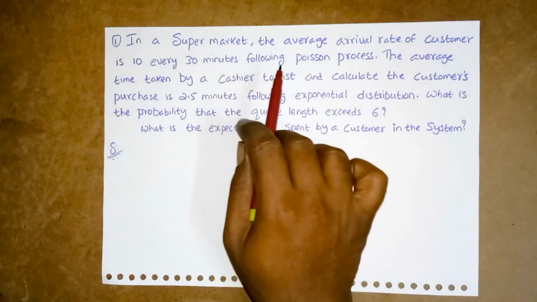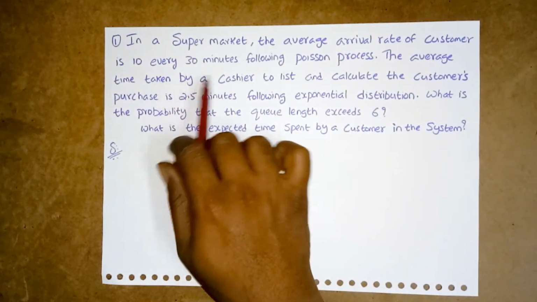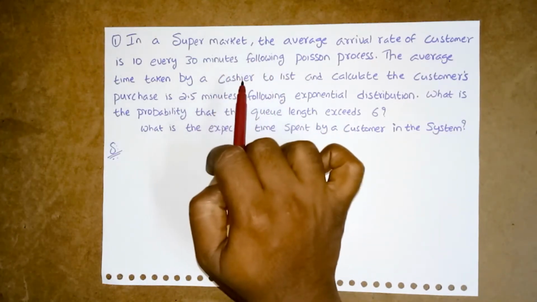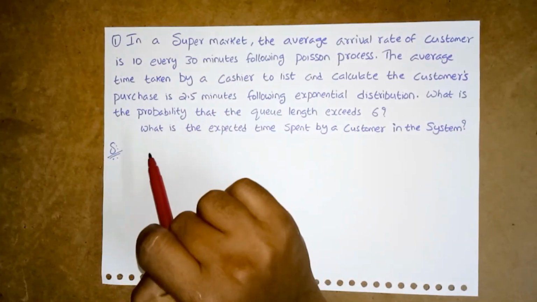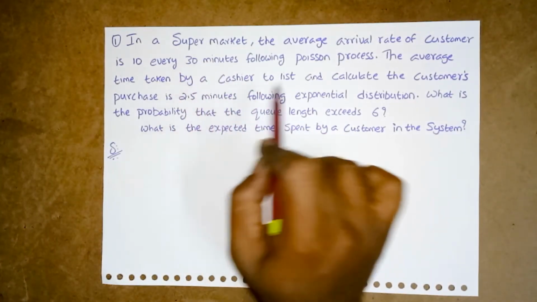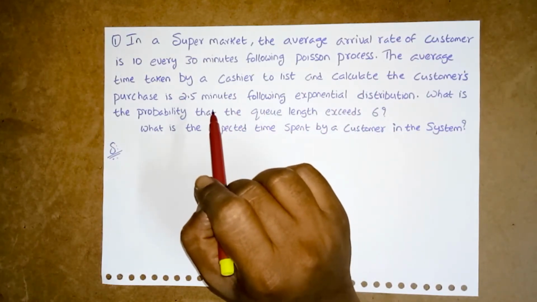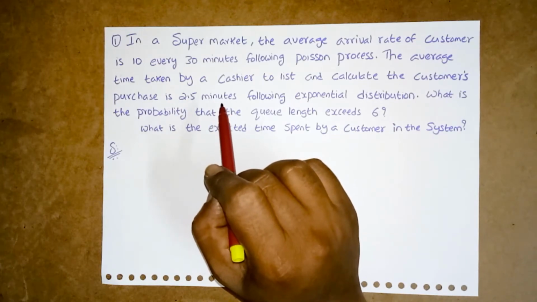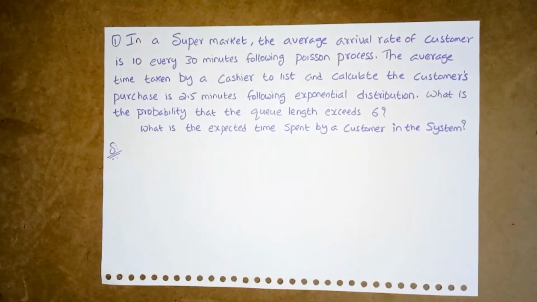See, in a supermarket, the average arrival rate of customers is 10 every 30 minutes. Up to here, what we have to understand is that the problem is related to a supermarket. In this supermarket, for every 30 minutes, the average arrival of customers is 10. Meaning, in 30 minutes, on average 10 customers are coming and purchasing. Like that we have to understand.